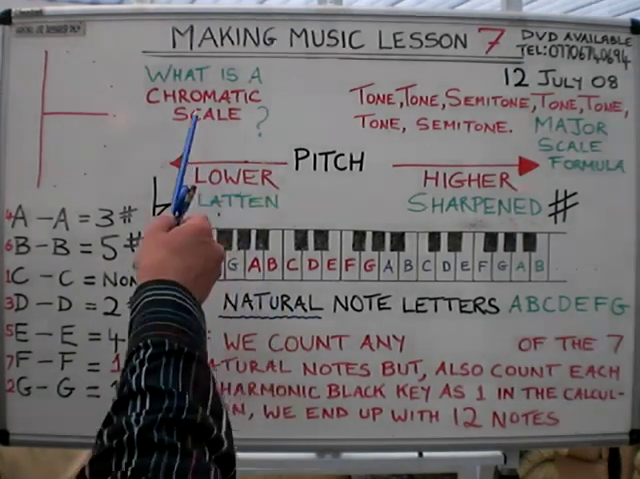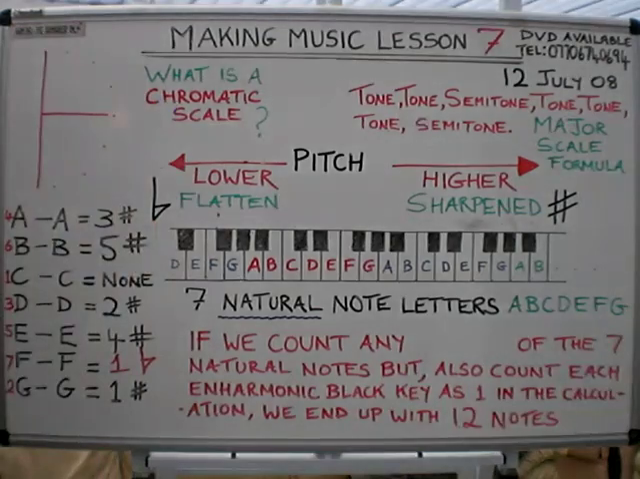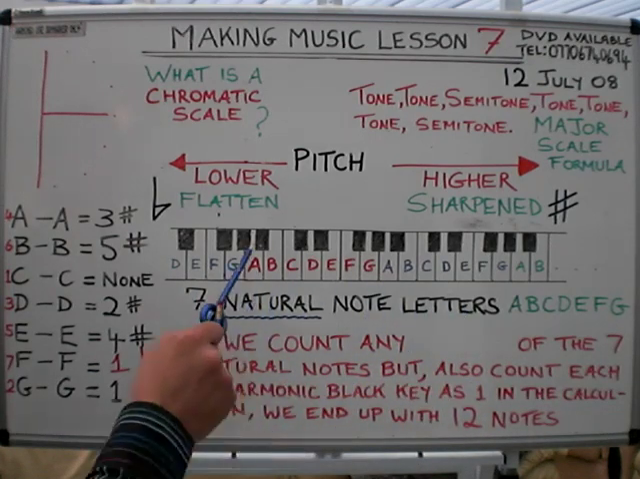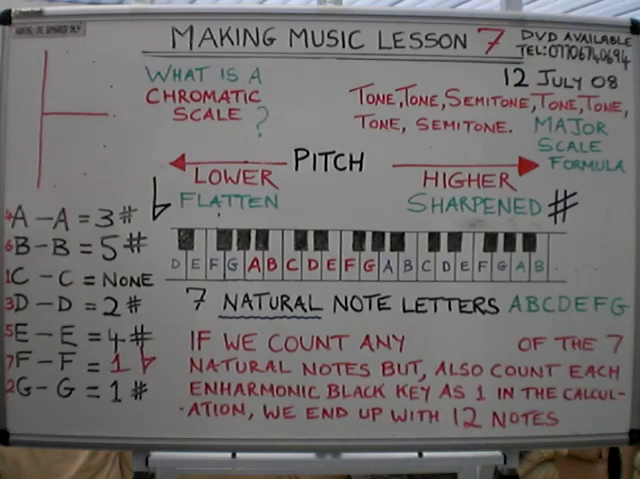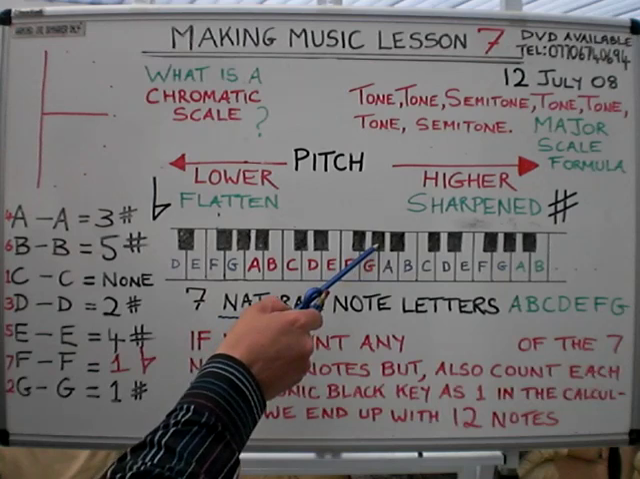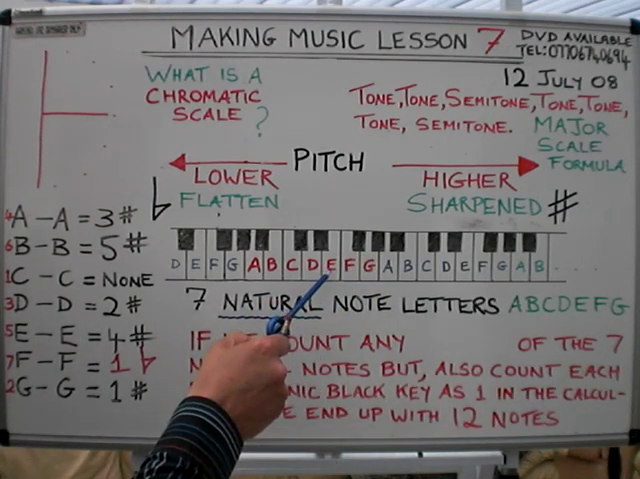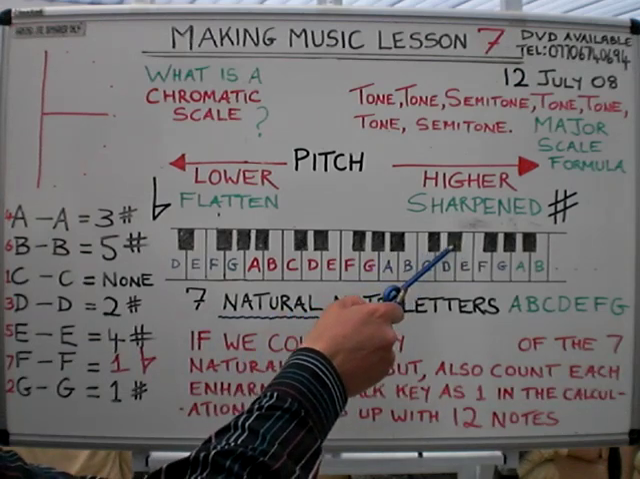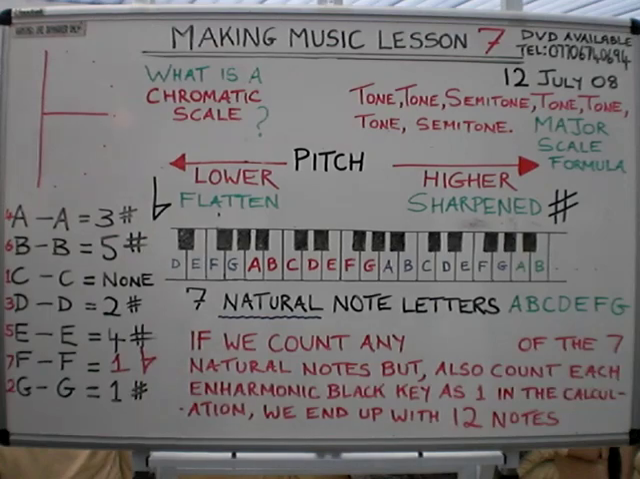Now this really is answering the question: what is a chromatic scale? Well, it's actually 12 notes. It's the 7 notes, but when we include the enharmonic black keys, and we count them just as 1, we get 1, 2, 3, 4, 5, 6, 7, 8, 9, 10, 11, 12. Or we can start here if you want: 1, 2, 3, 4, 5, 6, 7, 8, 9, 10, 11, 12. So that basically covers what a chromatic scale is.